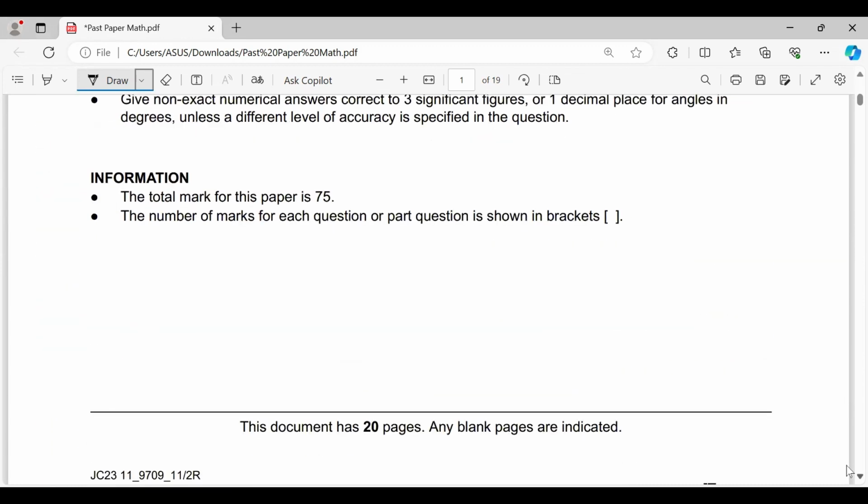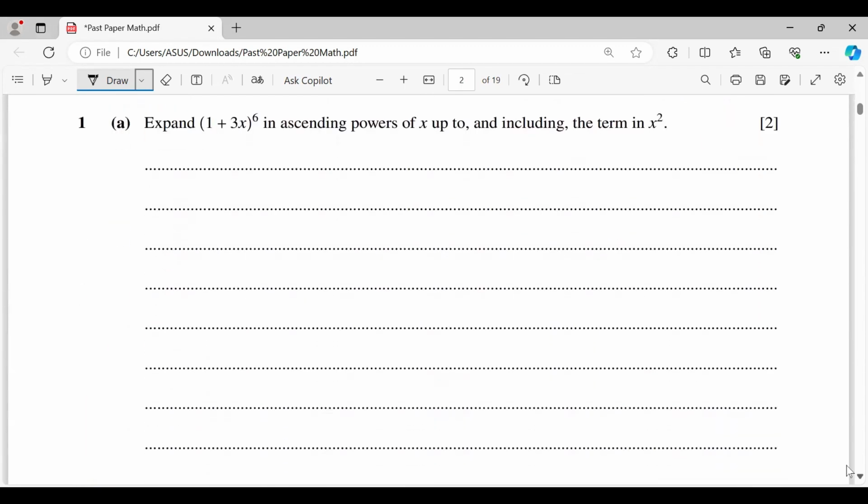Right, let's start with number 1. 1a, expand (1 plus 3x) power 6 in ascending powers of x up to and including the term in x squared. This is a binomial expansion question, so we are going to find the solution based on the binomial expansion rule. So we are going to involve combination.